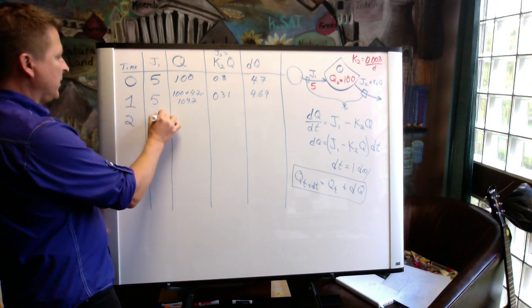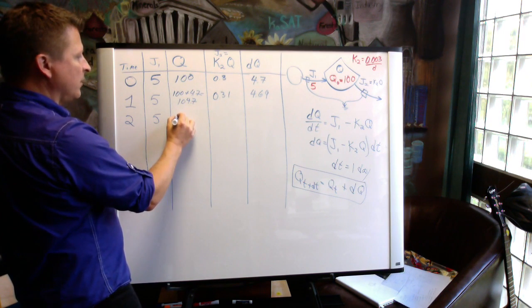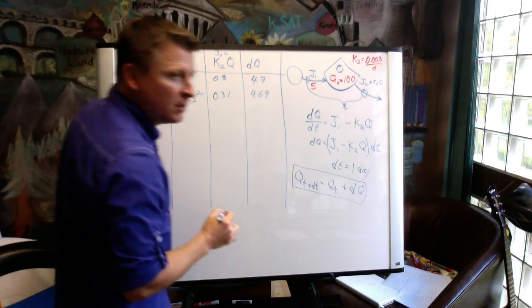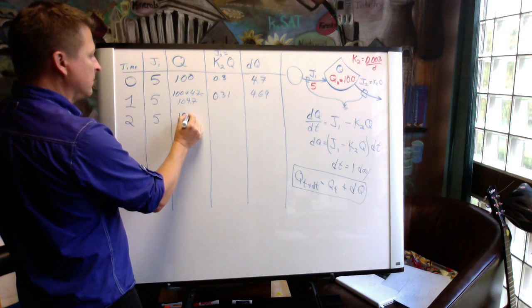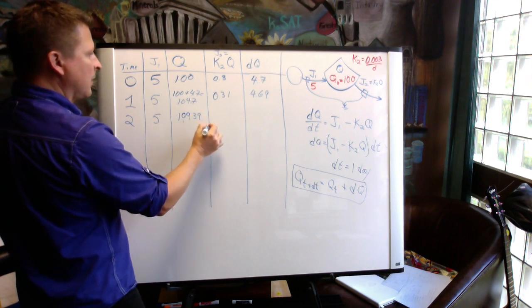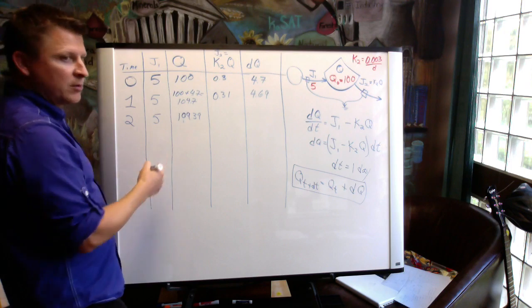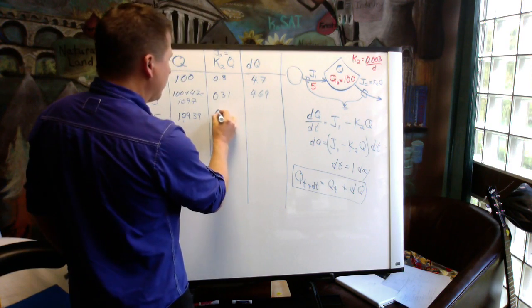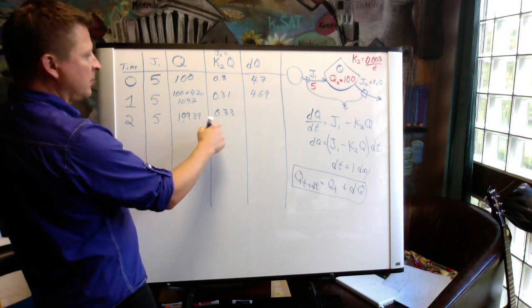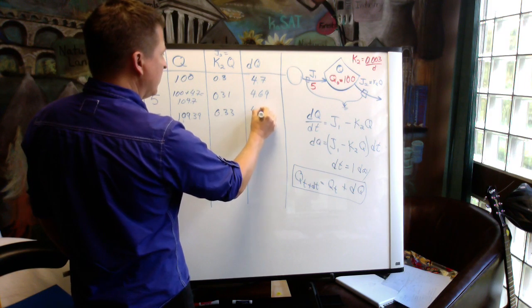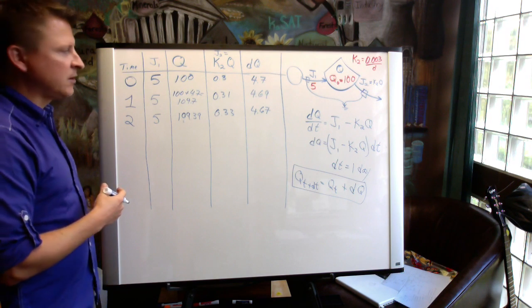So for time 2, we still have a value of 5 for J1. Add our 4.69 to 104.7, and we're going to get a value of 109.39. And we can keep going through with this calculation. So again, 0.003 times 109.39, that's going to be a value of 0.33. And 5 minus 0.33 is 4.67. And we can keep doing this, and this is what the spreadsheet software is going to do for us.